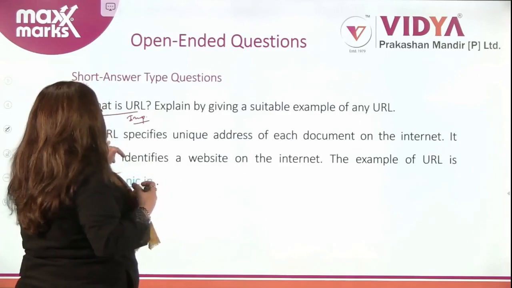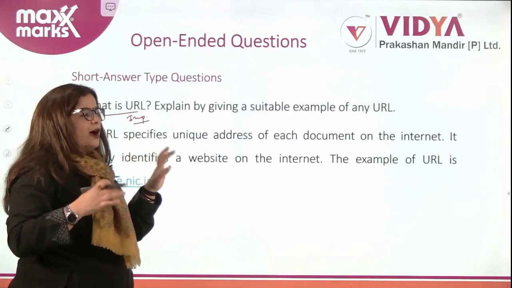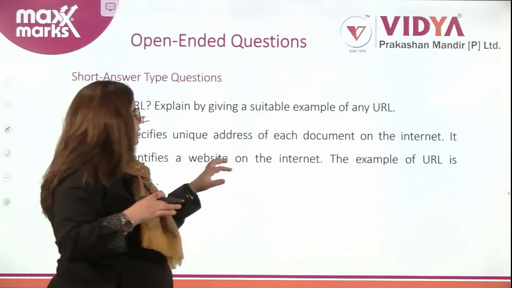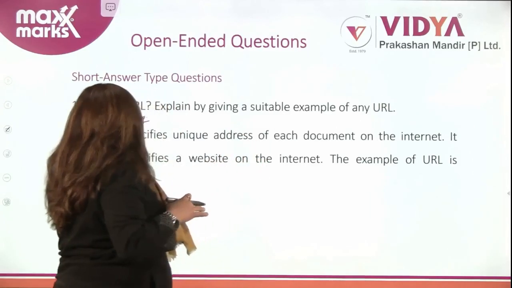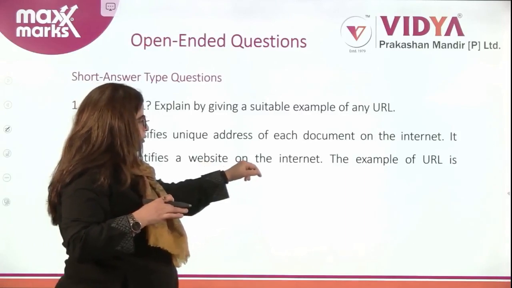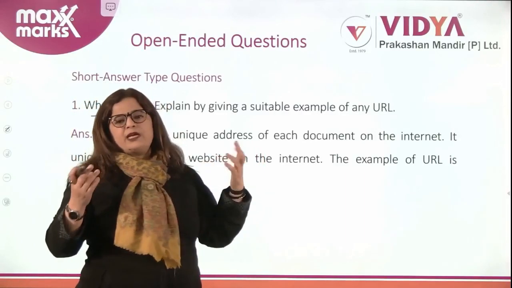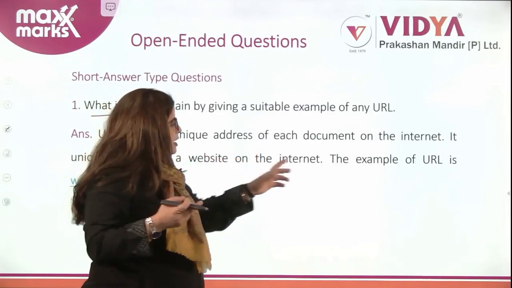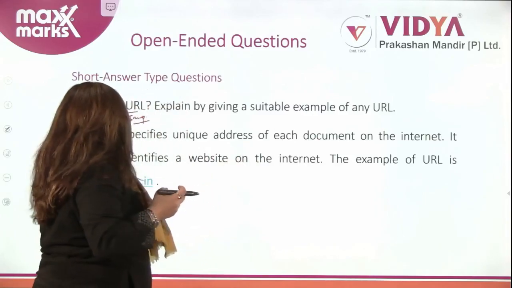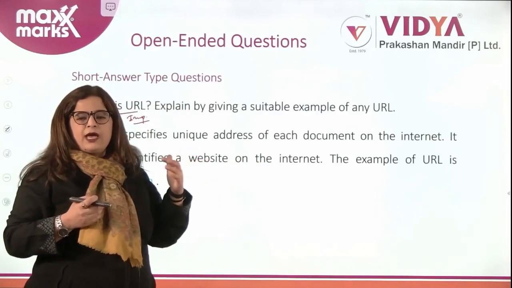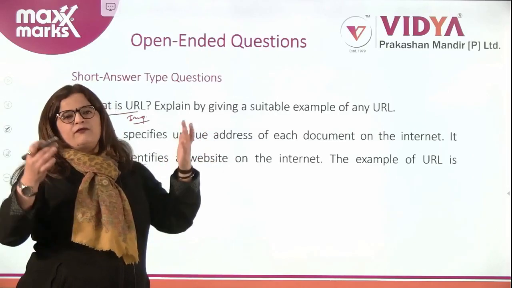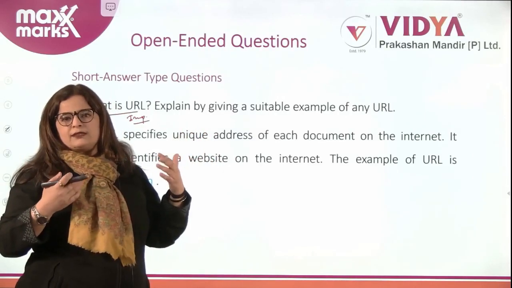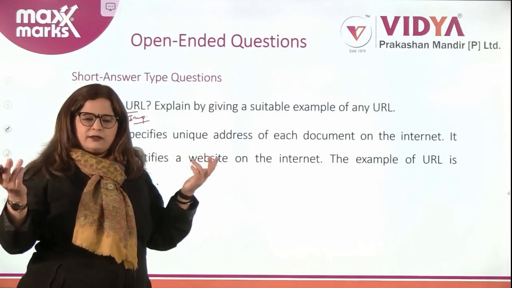So what is URL? It defines the unique address of the website or the document on the internet, right? It uniquely identifies a website on the internet. Every website has a unique address, right? The example of URL is www.cbse.nic.in. You should learn 5-6 examples of URLs, because then you can write them in the example part.